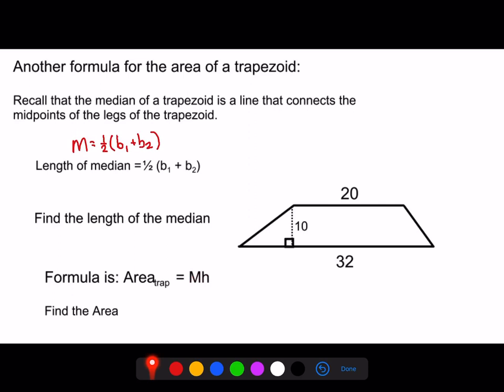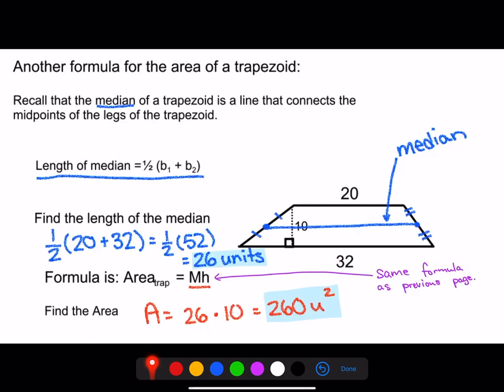So let's go ahead and find the length of the median. Well, base 1, I can say is 20. Base 2 is 32. 20 plus 32 gives us 52. 52 times 1/2 will give us 26 units. So again, here's our median line, and it's a median because it's the midpoint on each side, so that's why these are congruent. These are the same length. Same on the other side, same length. And then 1/2 of base 1 plus base 2 gives us 26 units.